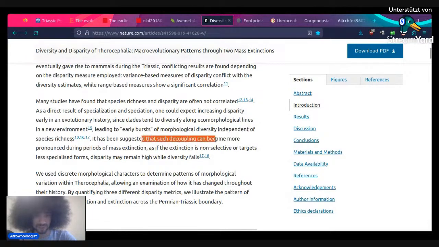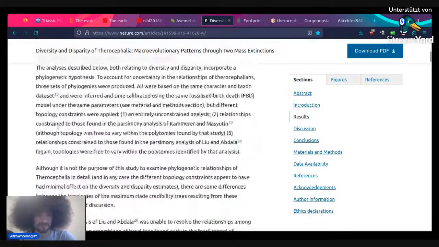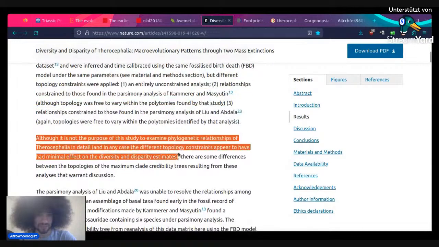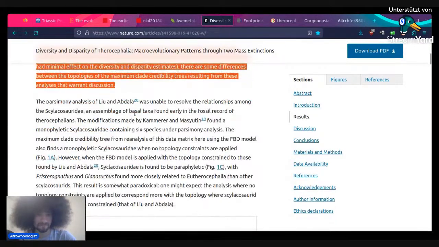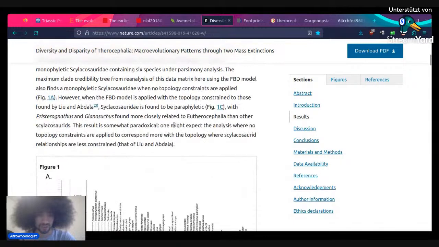It is suggested that such decoupling can be more pronounced during periods of mass extinction, as if the extinction is non-selective or targets less specialized forms, disparity will remain high while diversity falls. So all of this is basically saying nothing. Again, it's another paper where it's a bunch of word salad and they don't have a good explanation.